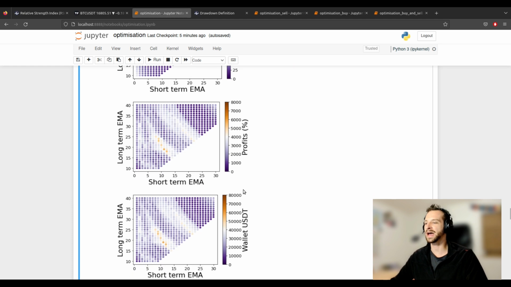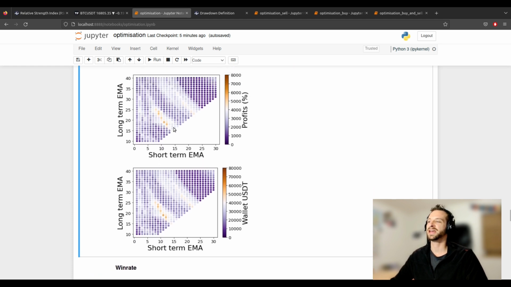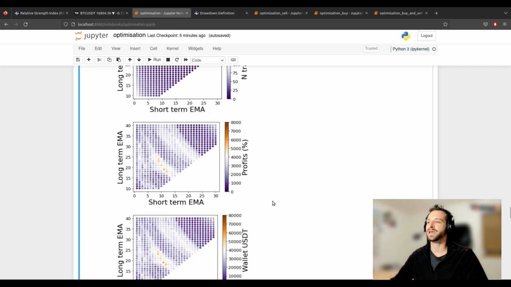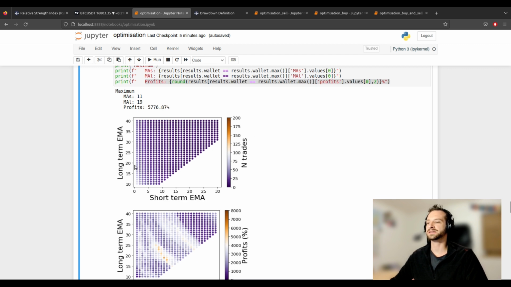The other plot I want to mention is the wallet. Profits were given in percentage, and we started with a wallet of 1,000 USDT. You can see that this region where the profits were high corresponds to a wallet of somewhere around 50,000 USDT, which is quite an incredible amount, knowing that we started with 1,000. I forgot to mention that the fact that there are only around 25 trades does mean that this trading strategy is not a high frequency trading strategy, but rather a long-term plan.